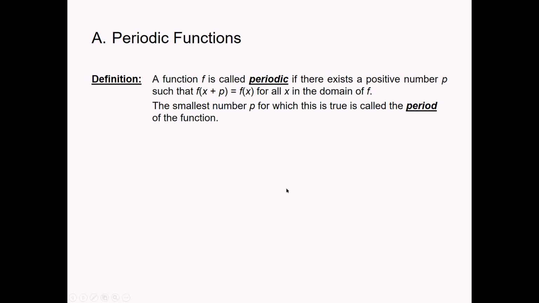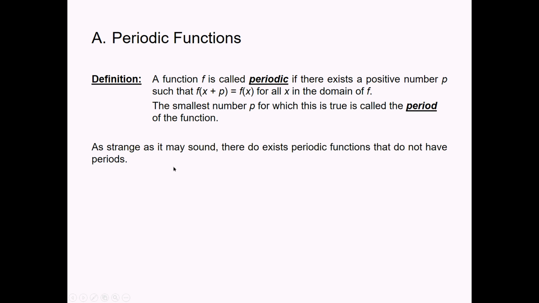Notice any multiple of the period will also work. That's why you have to say the smallest positive. Now notice if p is 0, it's kind of stupid. You get f of x is equal to f of x, which, I would hope that's true. As strange as it may sound, there do exist periodic functions that do not have periods. There are a bunch of them. All of the trig functions are periodic, and all of them have periods.